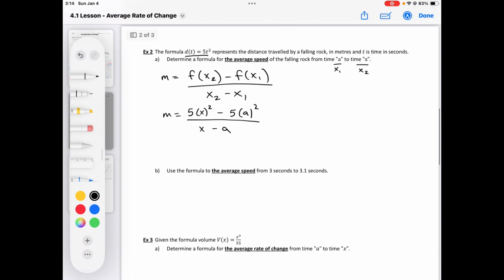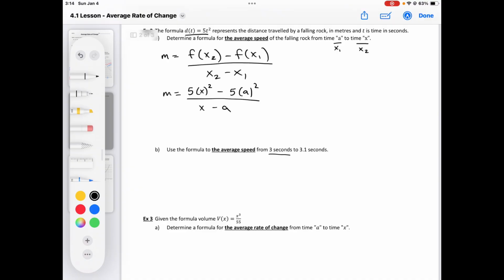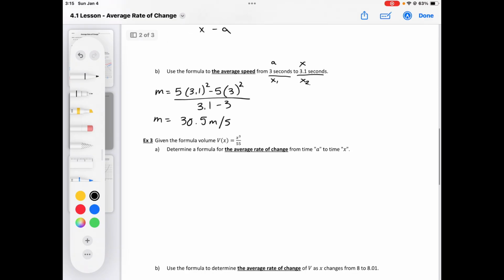We can actually use this now to find the average speed from 3 seconds. So this is our X1, or our A value, to 3.1 seconds, which is our X2, or our X value. So when we go to find the slope, I'm going to do 5 times 3.1 squared minus 5 times 3 squared, all over 3.1 minus 3, which when I use my calculator to do this, I get 30.5 meters per second is the average speed between those two times.